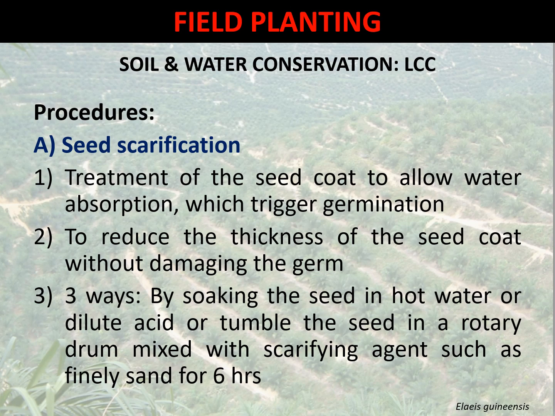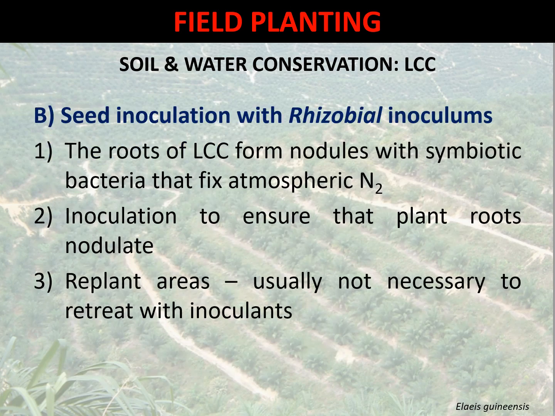First is by soaking the seed in hot water. Second is by dipping the seeds in acid. And third, we can tumble the seed in a rotary drum mixed with an abrasive agent, such as fine sand, for 6 hours. The next step is the seed inoculation with rhizobial inoculums.